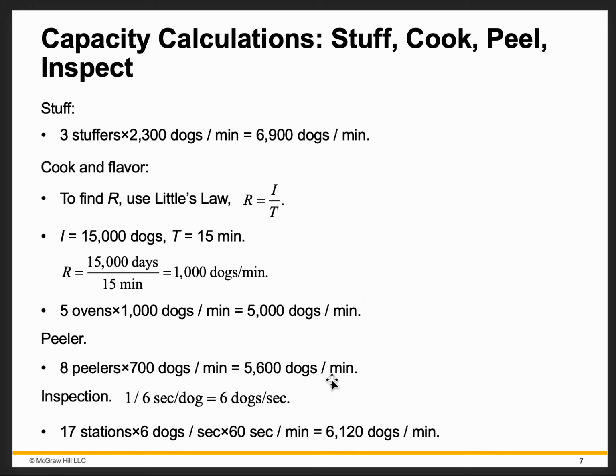So similarly with peelers, the capacity is 5,600 and inspection is 6,120. How do we know that? There are 17 stations, and each person can inspect 6 hot dogs in a minute because it's 1/6 second per hot dog. So 6 hot dogs in a minute, times 60 seconds. So that gives you 6,120 hot dogs per minute.